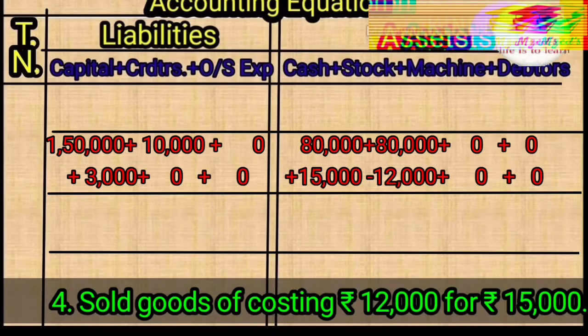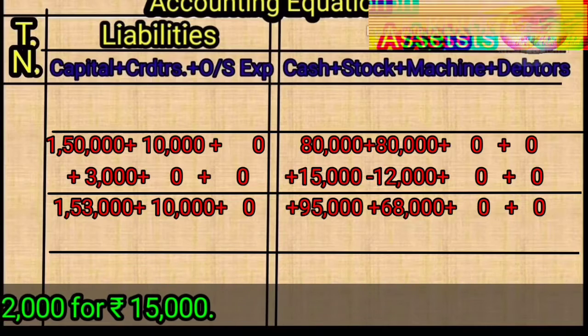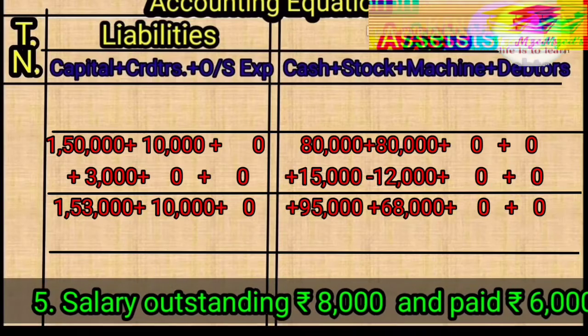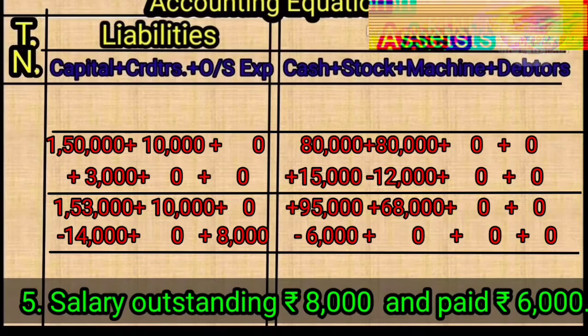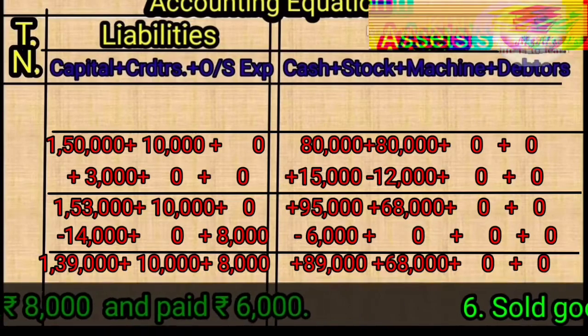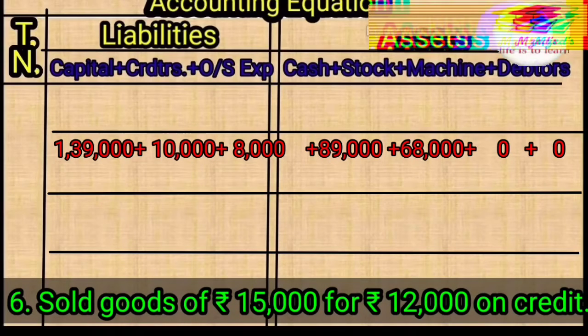Next transaction, that is, sold goods costing rupees 12,000 for 15,000. So here is a profit of rupees 3,000 and the cash will be increased by 15,000 and the stock will be deducted by 12,000, and the result again will be the same on both sides, assets and liabilities. Next transaction is the salary outstanding rupees 8,000 and paid rupees 6,000. That means 14,000 will be deducted from the capital because it is an expense, and so will be done with the corresponding transactions or the accounts.